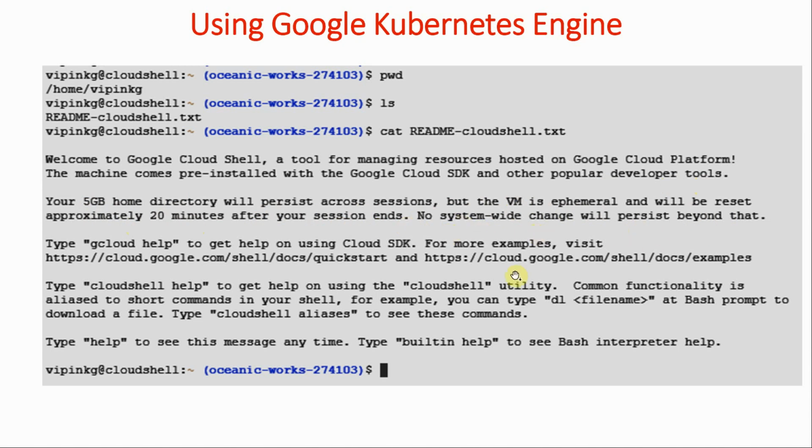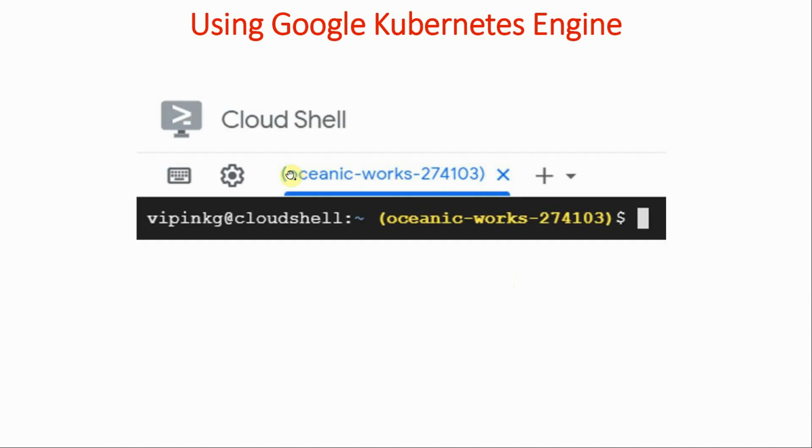That means by default we will be getting one VM. By using this VM, we can connect to the Google Kubernetes cluster that we are going to create. And this is another view of our Cloud Shell that we will be getting.